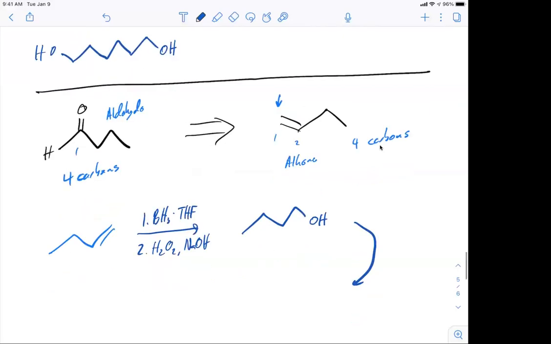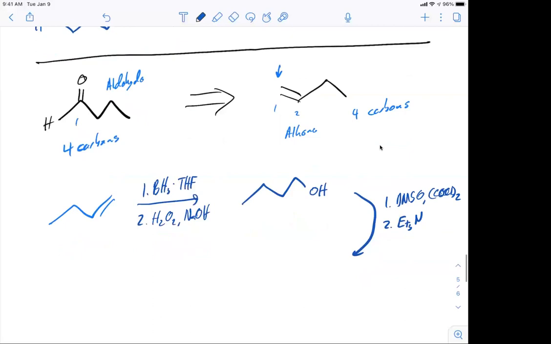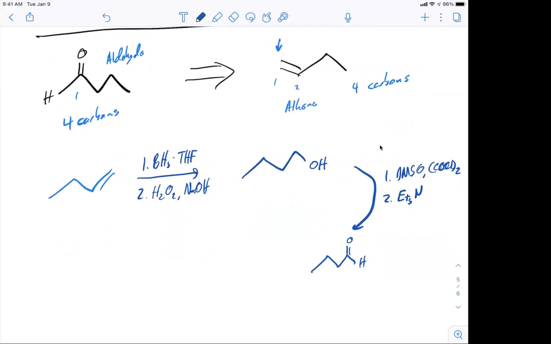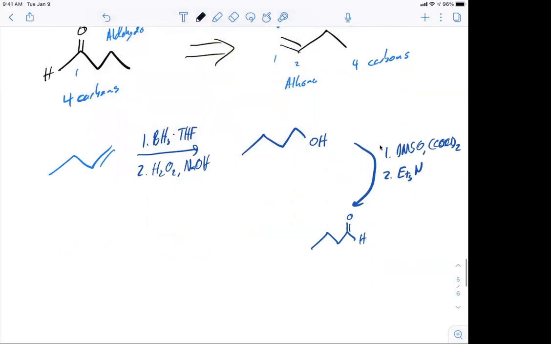And then what we need to do is oxidize that. And we have 3 ways to oxidize that. I'm going to go ahead and show the DMSO, COCl2, followed by triethylamine, to give us the aldehyde. So synthesis problem, but pretty straightforward on this one. Let's do one more, and then I think we'll be out of time.